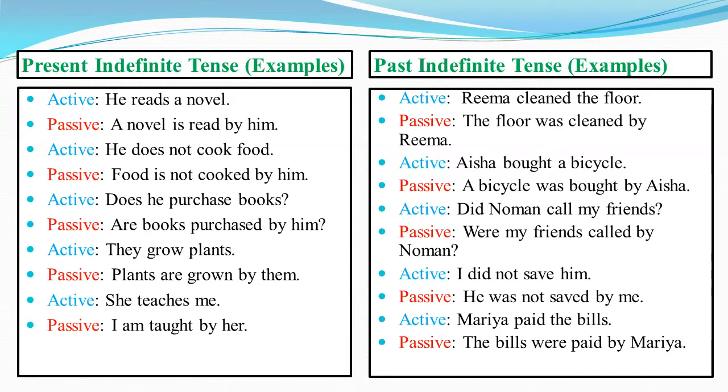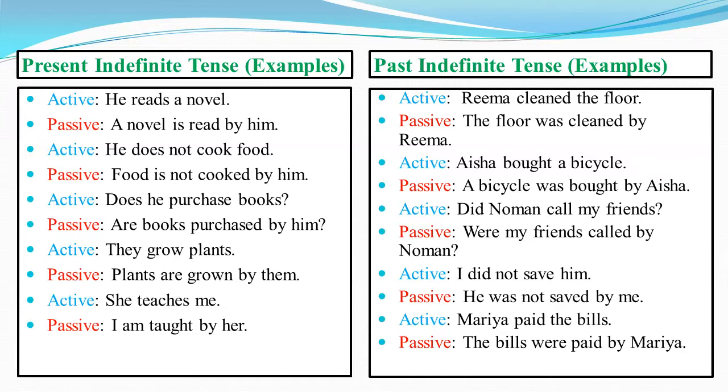Okay, and now the examples of past indefinite tense. Active sentence is: Rima cleaned the floor, and the passive is: the floor was cleaned by Rima. Here we use auxiliary verb was, and third form of verb and then by and then subject, Rima. If there is a name as a subject, we will write the same name here.